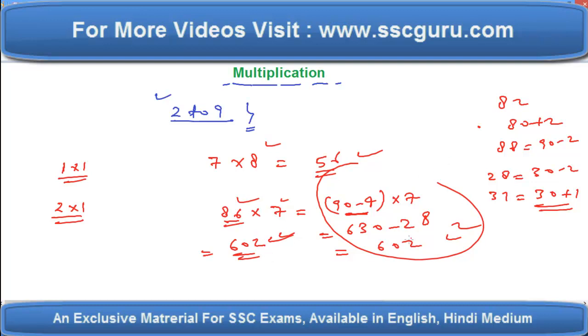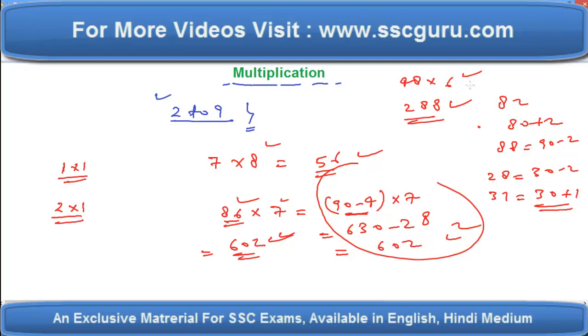Therefore suppose we have 48 into 6. We know that 48 is 50 minus 2. 6 5s are 30, so 300, minus 6 2s are 12. 300 minus 12 means 288. You will get the answer in seconds by using this technique. And if you are strict on these tricks, then you will not waste your time choosing tricks in the examination hall.